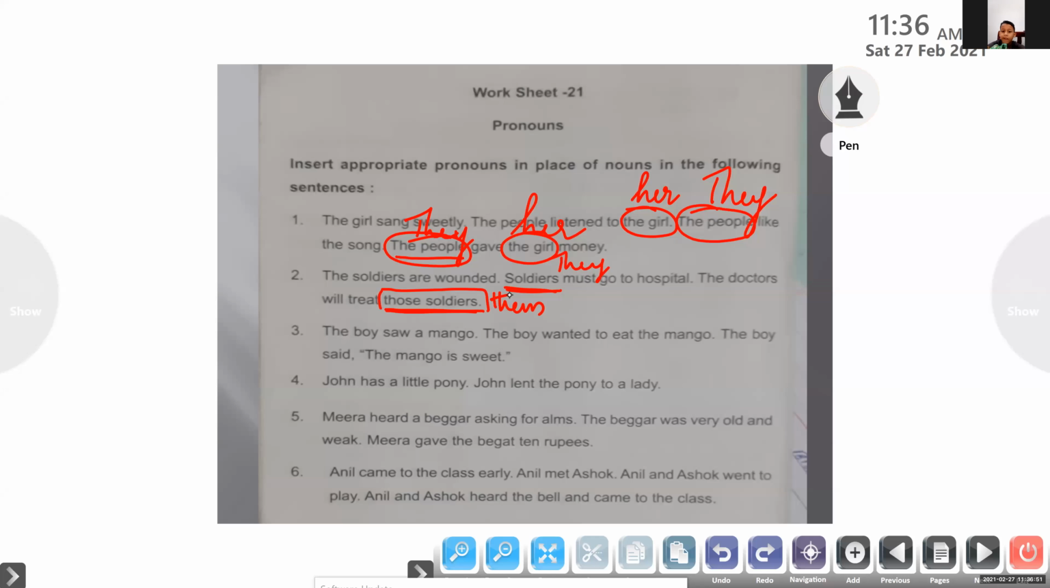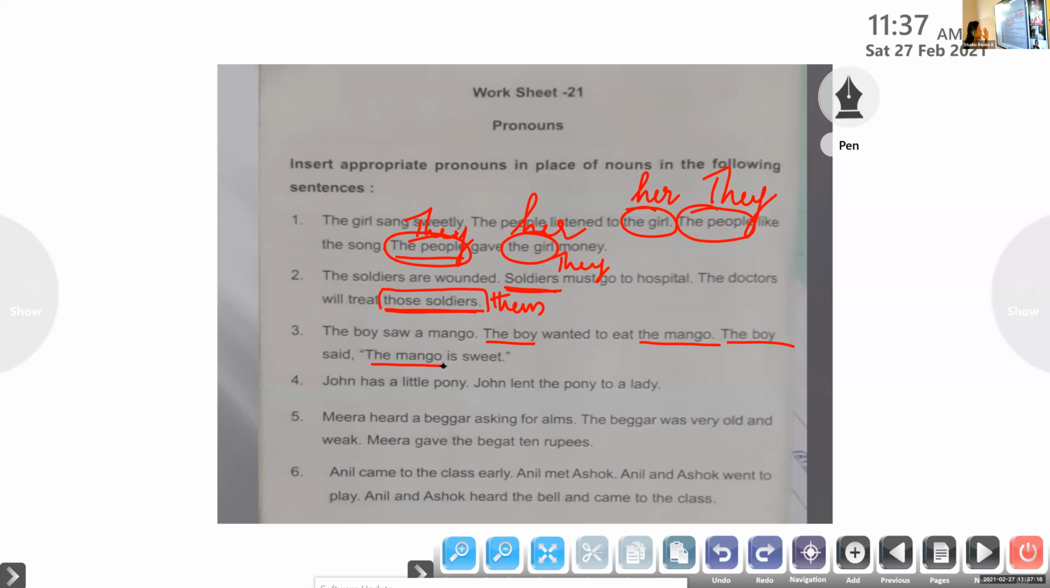The boy saw a mango. The boy wanted to eat the mango. The boy said the mango is sweet. Yes, okay. So the boy and the mango. So the boy, if it is repeated again, please do underline it. Again, the mango is repeated. Yes, the boy and the mango. So here we have to replace it with a pronoun.